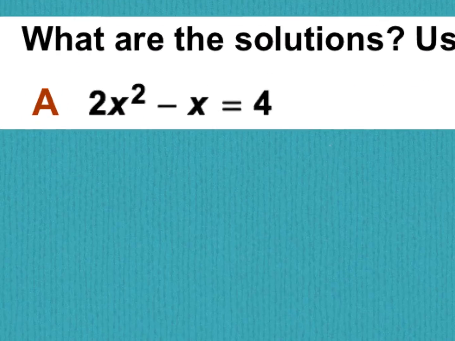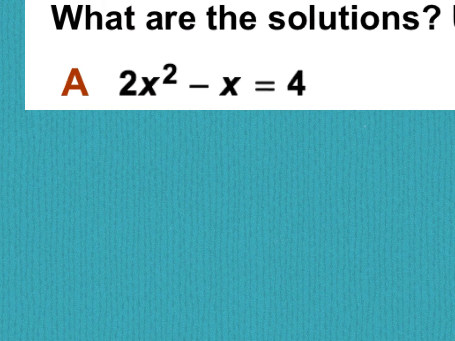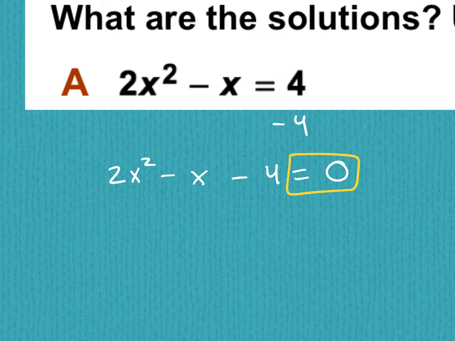All right, the next one. What do you think I have to do first here before I can use the formula? Subtract 4. So how am I going to rewrite the equation? 2x squared minus x minus 4 equals 0. Awesome. Just like when we solved before, it has to be equal to 0. So you have to get it equal to 0, and it has to be in order. What's our a? 2. What's b? Negative 1. And what's c? Negative 4.